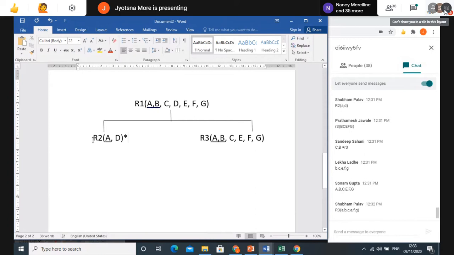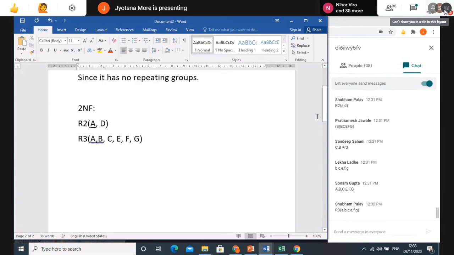Or I will highlight this with some color. Fine. So now after this R3, write down in your answer: R2 and R3 are in 2NF. R2 and R3 are in 2NF. Now next is 3NF.